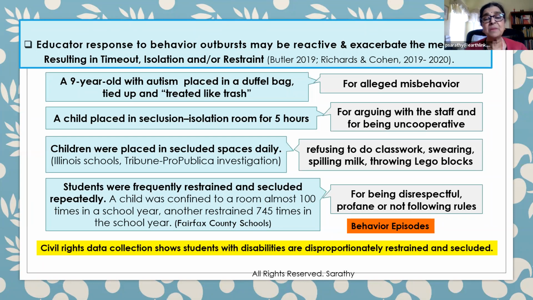And then, a ProPublica public investigation revealed that children were placed in seclusion almost on a daily basis because they refused to do the classwork, they were swearing, or there were even situations like spilling milk and throwing Lego blocks. And then there was another investigation in Fairfax County schools in Virginia. What they found was that a child was confined to a room almost 100 times in a school year, and another one where it resulted in restraint 745 times.